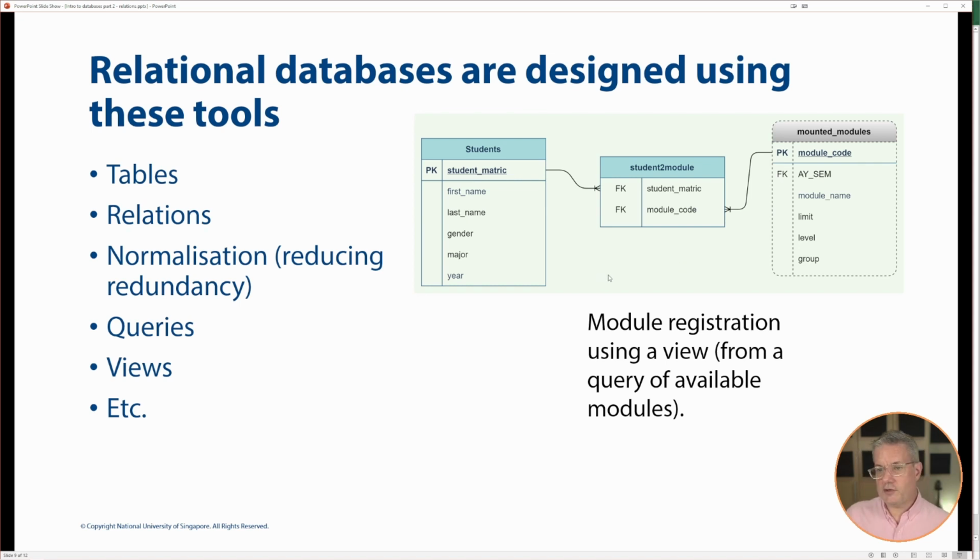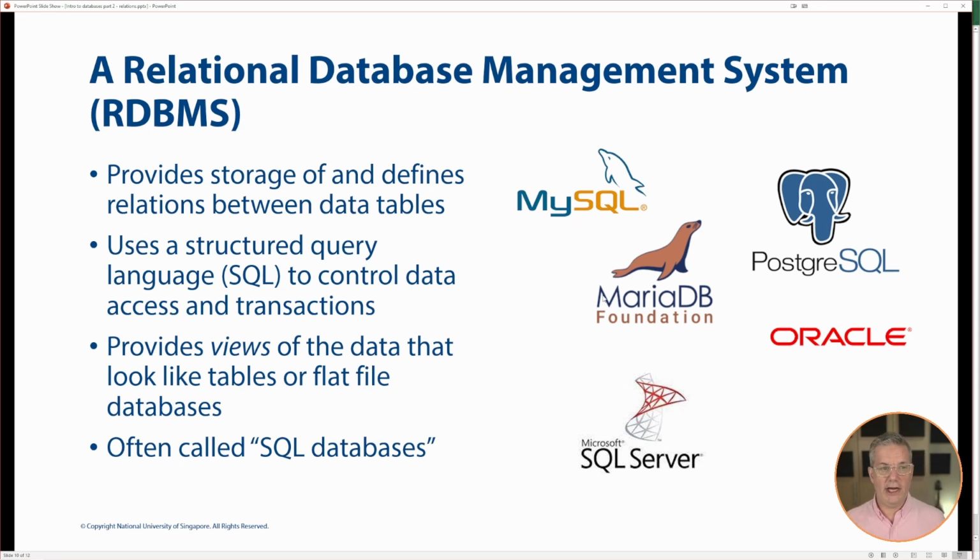That's a bit of the abstract with our little toy system, and the underlying systems are called Relational Database Management Systems, RDBMSs, and they are systems we can sometimes buy, or sometimes they're available for free and open source, and they provide the storage. They provide the way to store and define relations between data tables. They all provide SQL implementations to allow for queries and views. They provide views of the data that look like tables and so on. All of these are often called SQL databases because of the common structured query language.